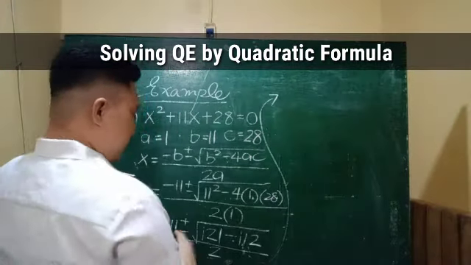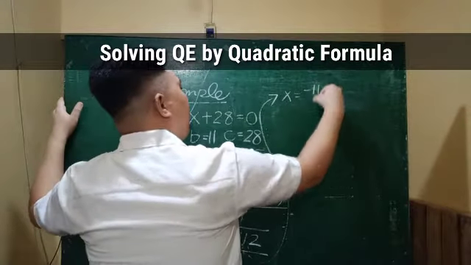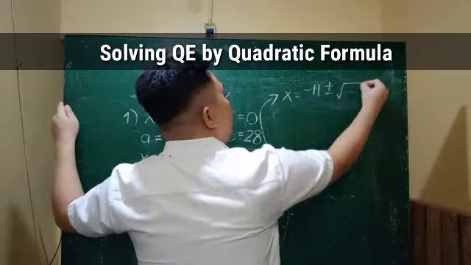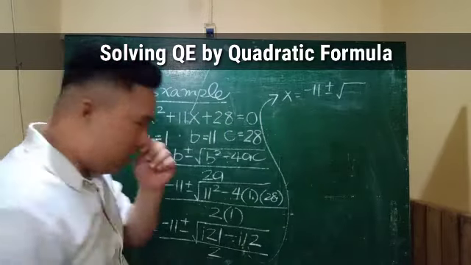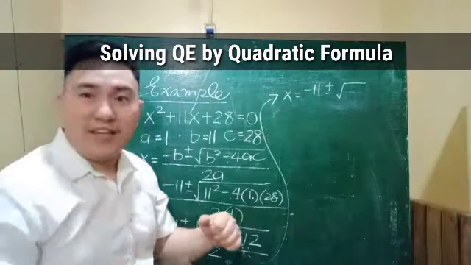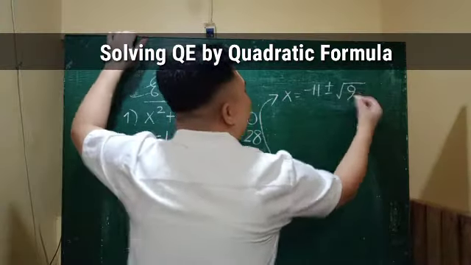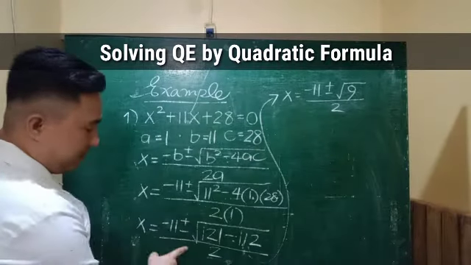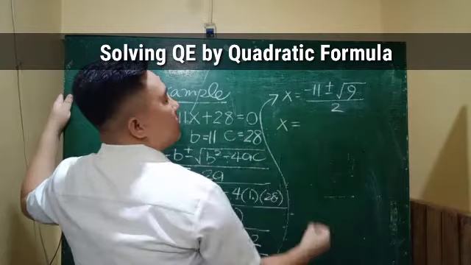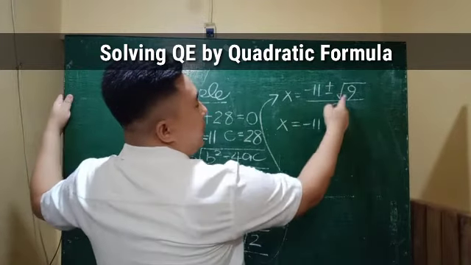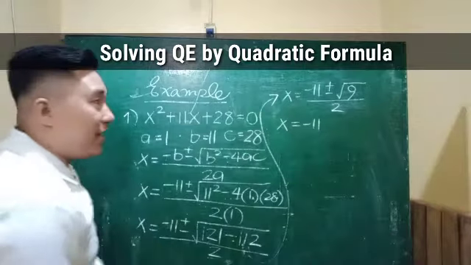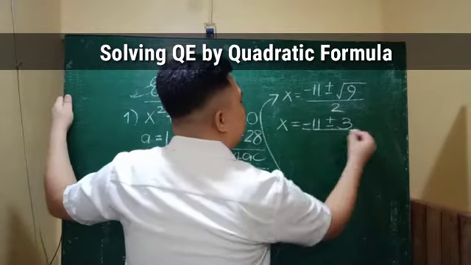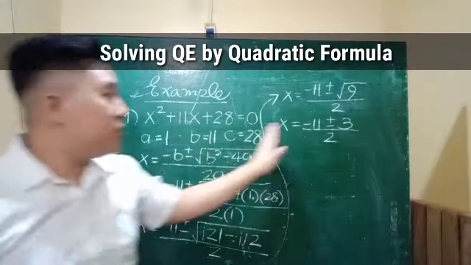Next step, we have x equals negative 11. Simplify pa natin yung nasa loob ng square root, plus and minus square root of 121 minus 112. Okay, the answer is 9. We have 9 all over 2. Okay, nasundan. Next, x equals negative 11. Ano ang square root ng 9? Square root ng 9 ay 3. So, positive and negative 3 all over 2. Okay, wala na tayong nakikitang square root diyan.